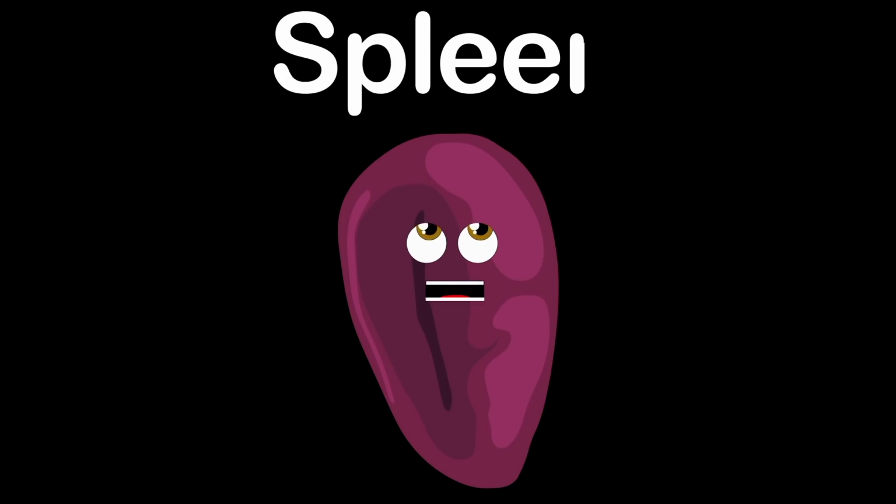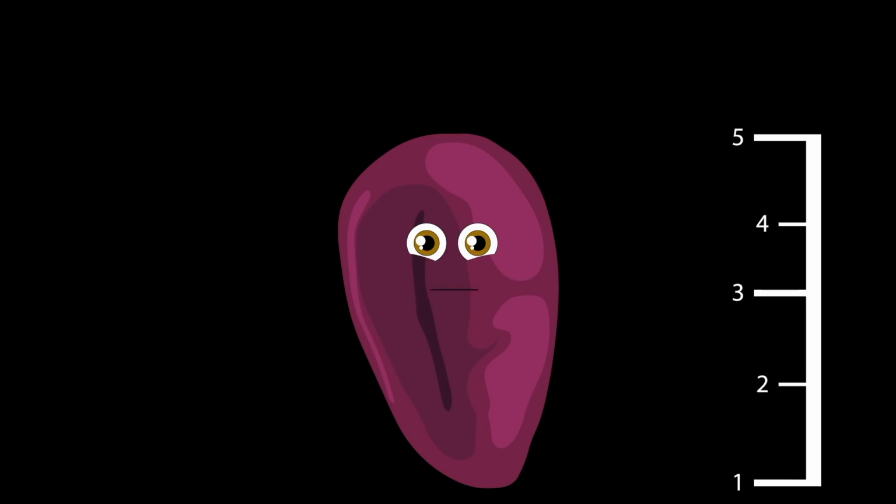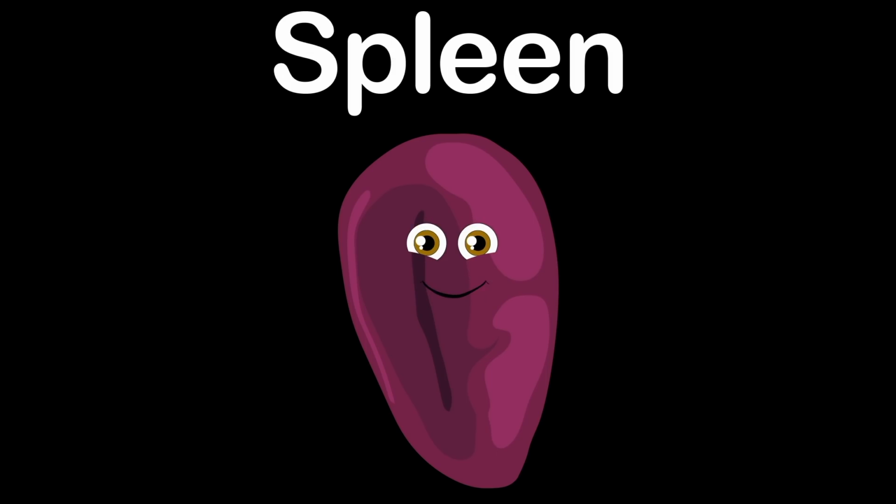I am your spleen. You will learn what this means. I am purple, 5 inches long, and I'm shaped like a bean. I'm your spleen. You will learn what this means. I produce antibodies and I keep your blood clean.